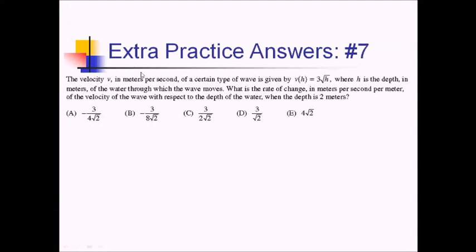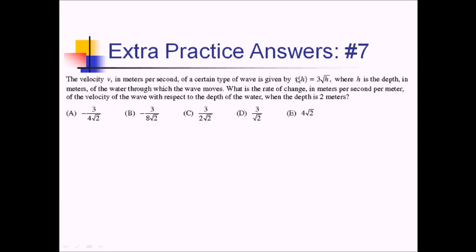On this problem, the velocity in meters per second of a certain type of wave is given by this 3-radical h function, where h is the depth of the water through which the wave is moving. So basically, the wave speed changes depending on how deep you are in the water. So we want the rate of change in meters per second per meter of the velocity of the wave with respect to the depth of the water when the depth is 2 meters. So we're asking for rate of change of velocity when you get down to it. So we're asking for the derivative of this velocity function when h equals 2.